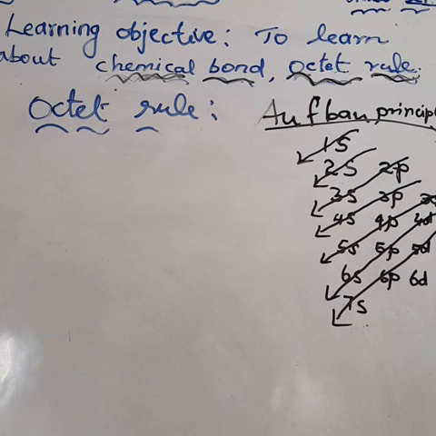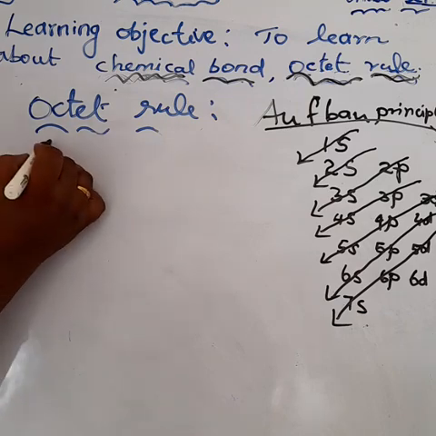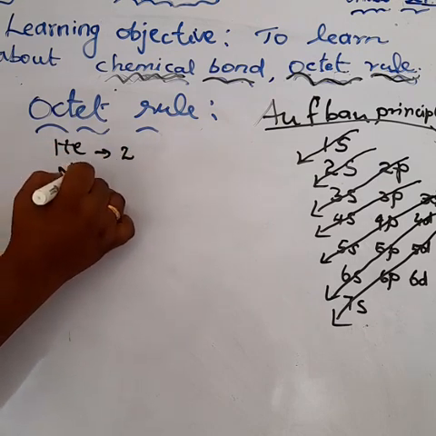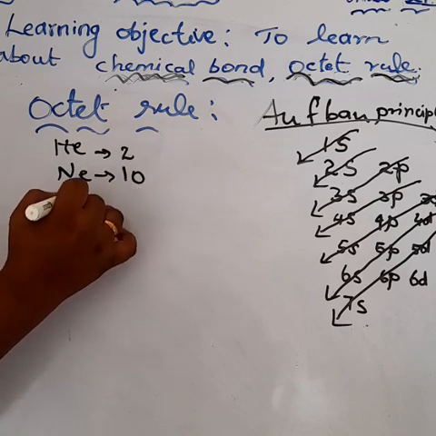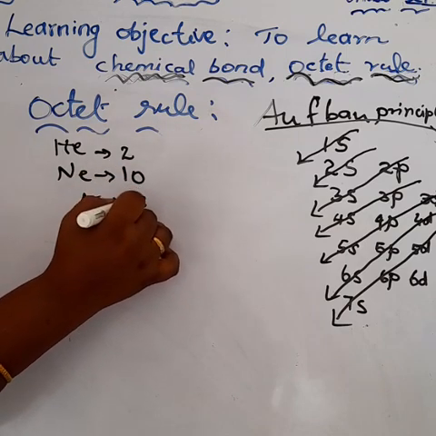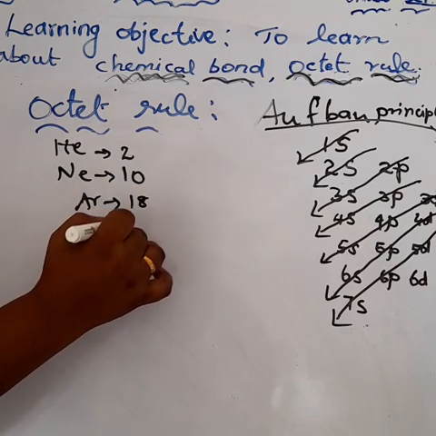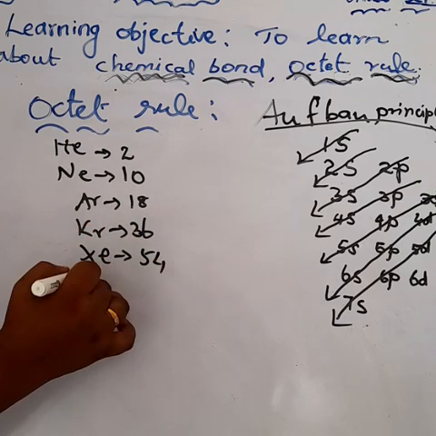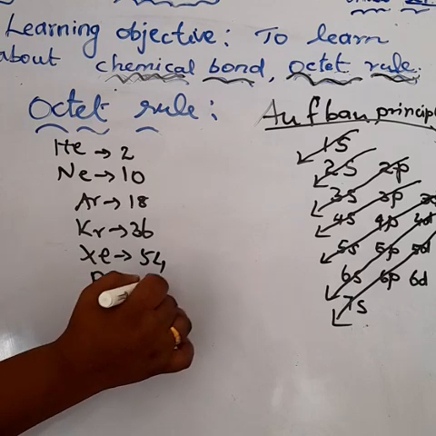Okay, helium atomic number 2, neon atomic number 10, argon 18, krypton 36, xenon 54, radon 86. Okay, how will you write the electronic configuration?